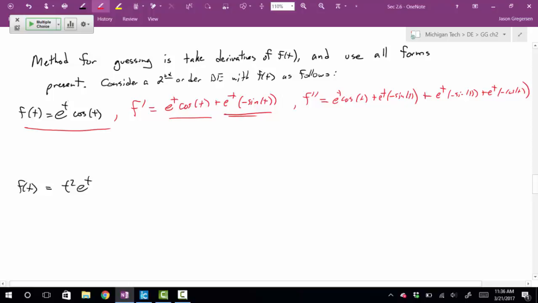Now, I'm not simplifying this. I'm not canceling out and doing some other crazy stuff. I'm just looking at all the stuff I got. What do I have? It looks like I have some number times e to the t cosine of t, right? I got one of those right here. What else do I got? Well, I got one of these guys. I have some number times e to the t sine of t, right? I don't need the negative. I have a constant up front. Do I have anything else?